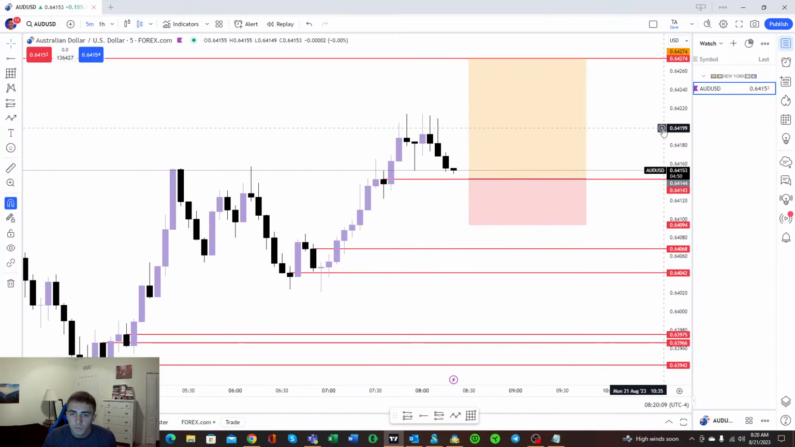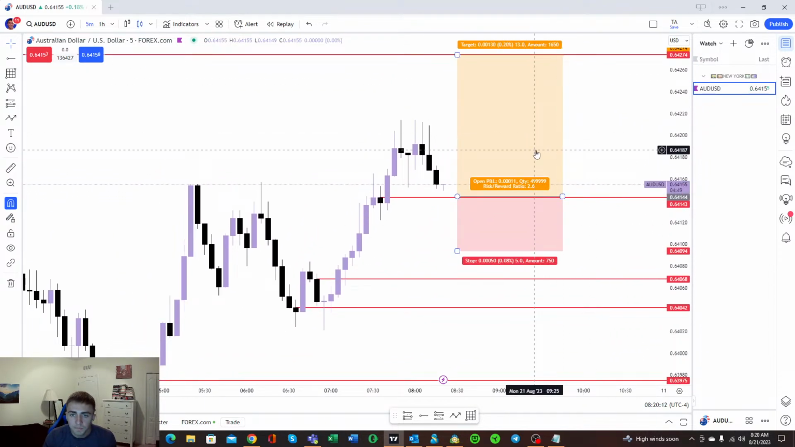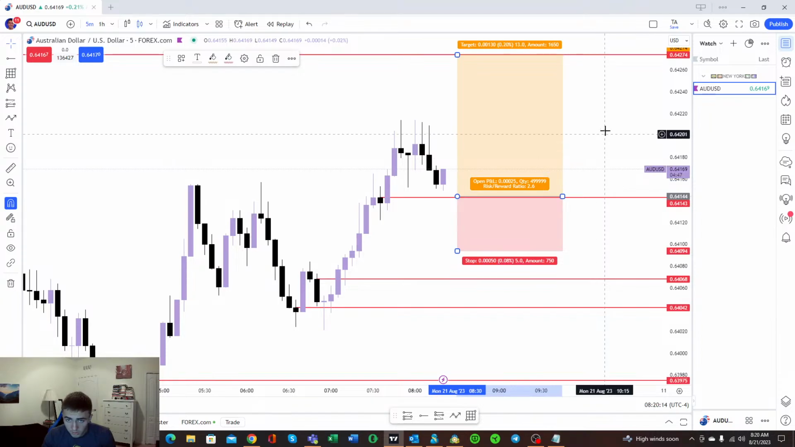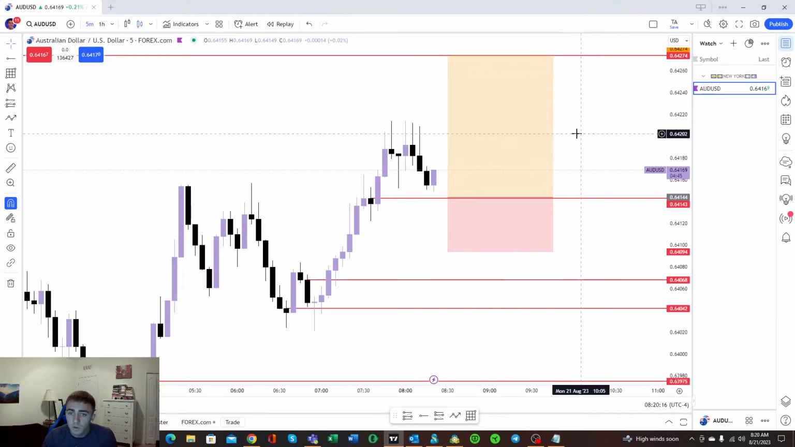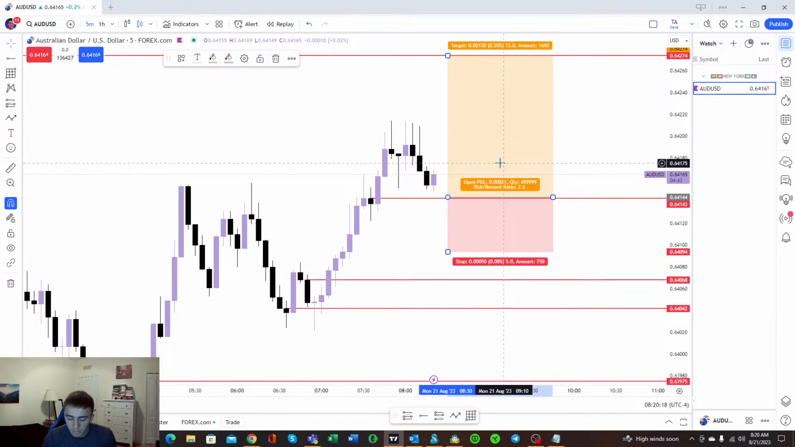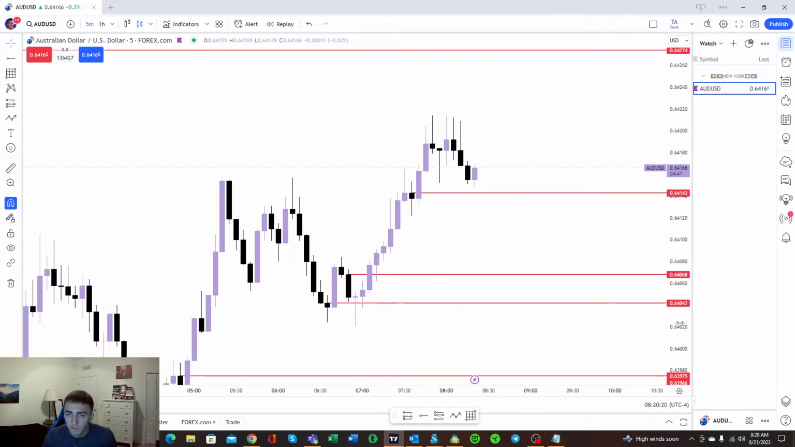So we'll see. We might get an entry. If it goes through, then we will wait for it to go down, or we're just going to leave our chart here right now and see how it plays out.